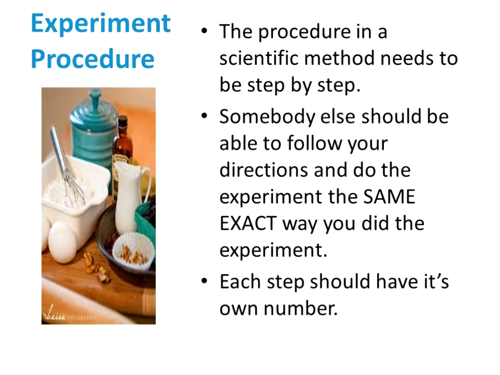All right. So once they have the hypothesis, now you just got to set up the experiment. And in order to set up an experiment, they have to have a really good procedure. It needs to be set up step by step, for sure. Somebody else should be able to follow the directions and do the experiment the same exact way. That's the part of writing a good experiment procedure. The person next doing the experiment should do it exactly the same way you did it. And each step should have its own number as well.